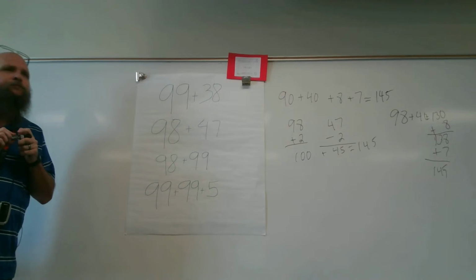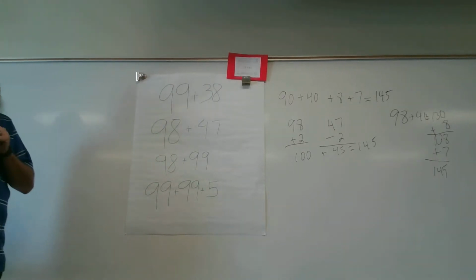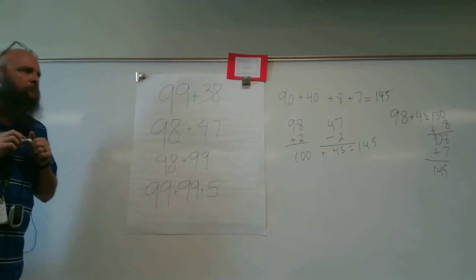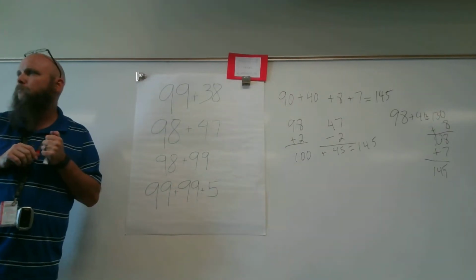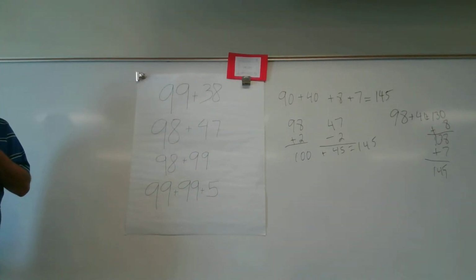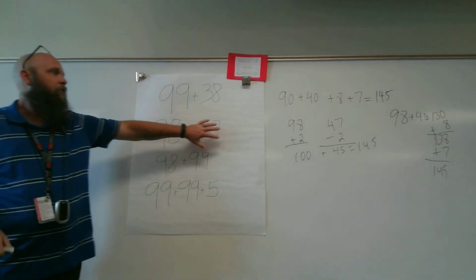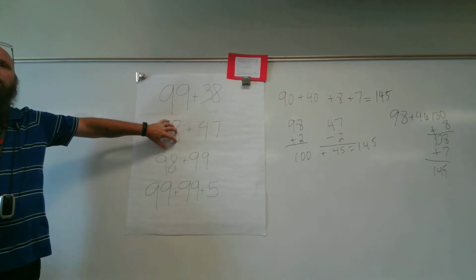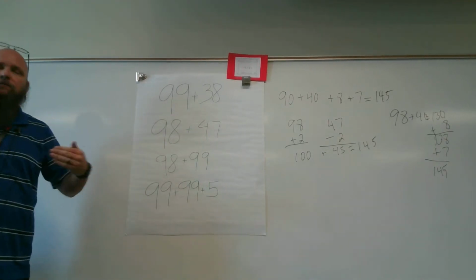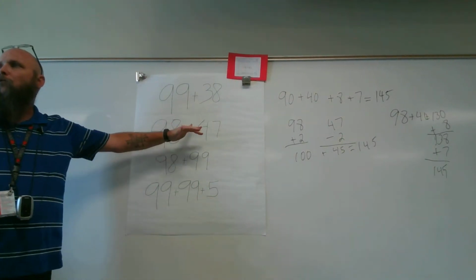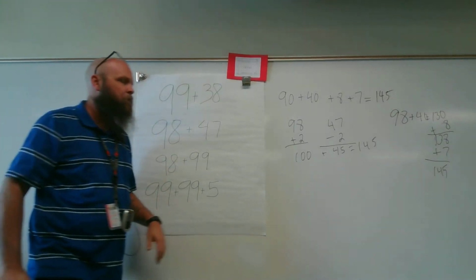Logan. So I took 2 away from the 47 and put it on the 98, so I got 100. And then the 47 turned to a 45, so I added 100 plus 45, and I got 145. Good. So compensation. If he takes 2 from here, he has to add 2 to here when we're doing addition. So he's compensating for what he took off and where he's putting it.